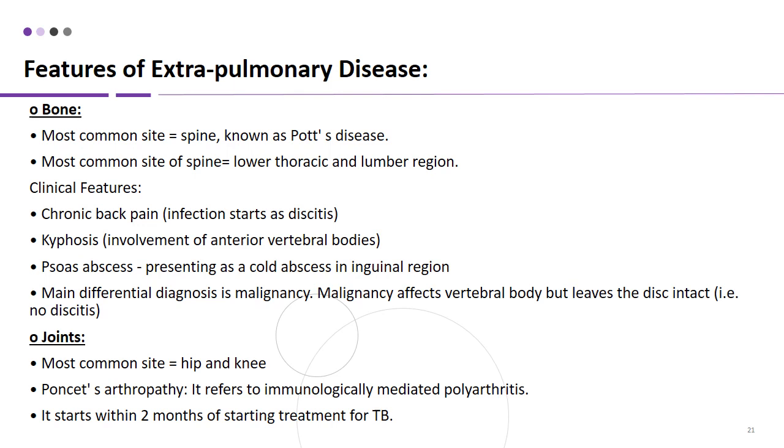In joints, the most common sites are hip and knee. Poncet's arthropathy can occur. I have discussed this earlier, that it is a reactive arthritis.